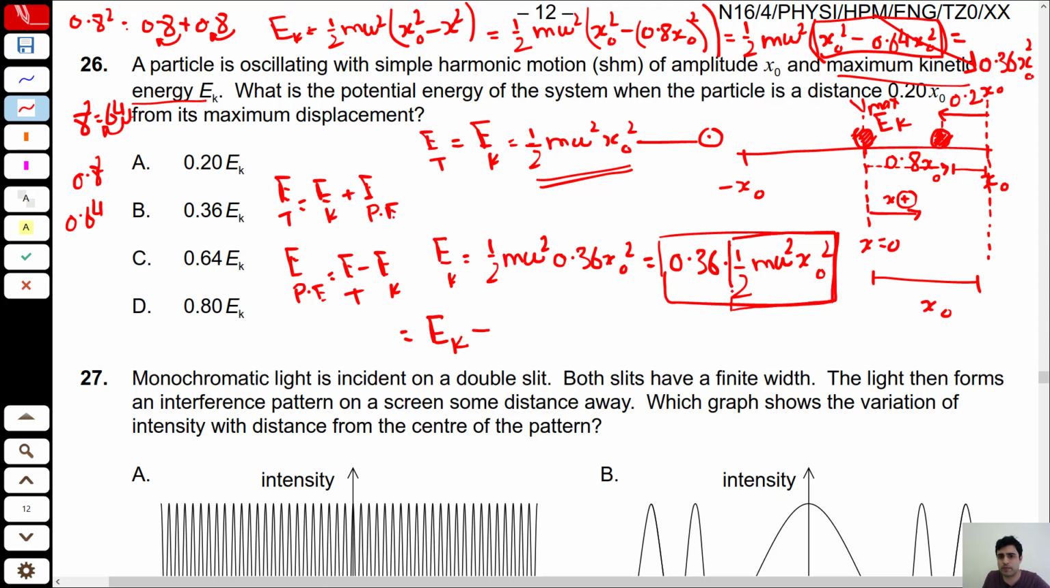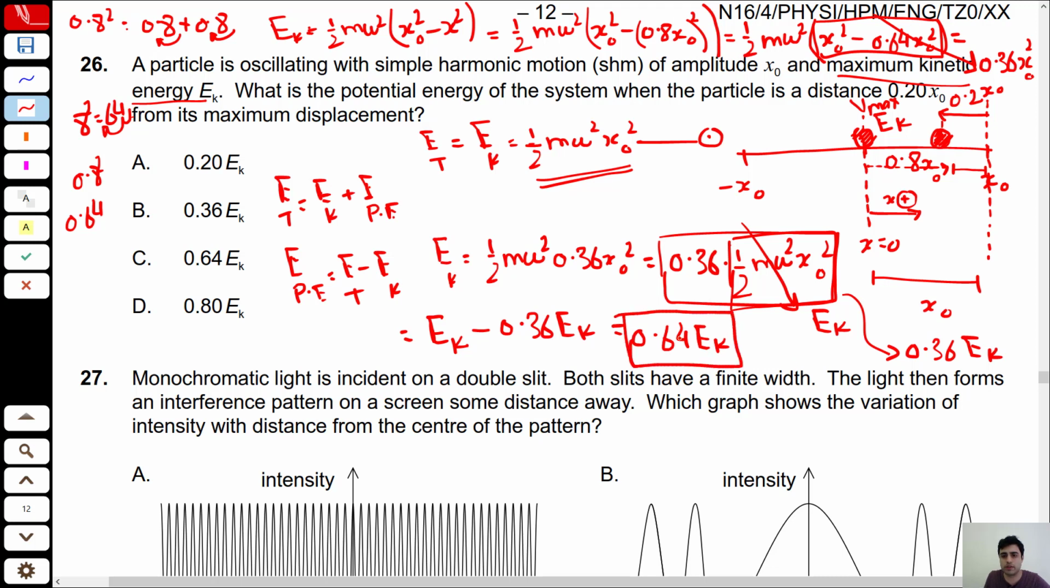Now realize what this is. Isn't it half m omega squared x naught squared? Isn't this EK already? Exactly. So this entire thing is just equal to 0.36 of EK. See how small it is? So minus kinetic energy available, which is 0.36 of EK. So let's subtract it. It's going to be 1 minus 0.36, which is 0.64. Okay, there it is, our final answer. 0.64 times EK of potential energy is left behind.